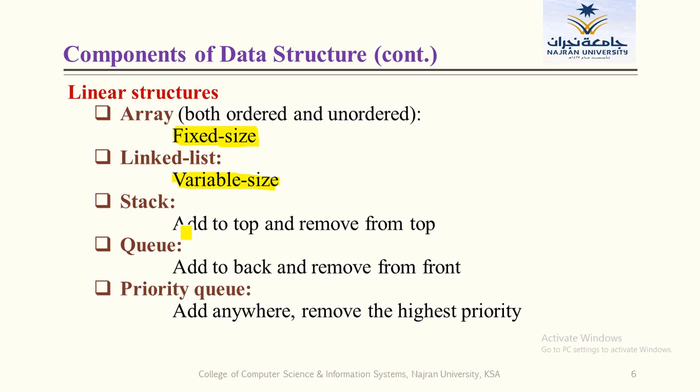Then we have stack, and in stack we add to the top and remove data from the top. This is about stack. Queue: add to back and remove from front. So we will add data in a queue from the back side, and we will remove data from the front. Priority queue: add anywhere, remove the highest priority. So we will see one by one all these data structures. All these data structures are linear data structures.